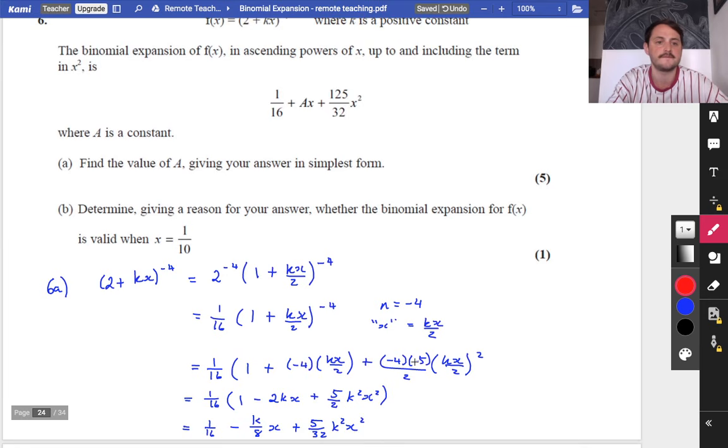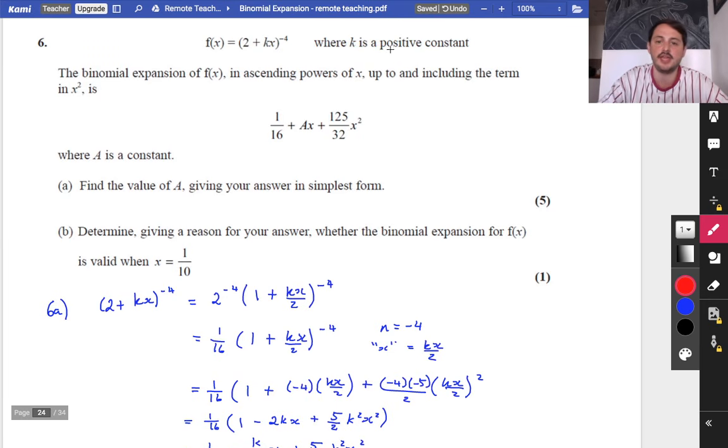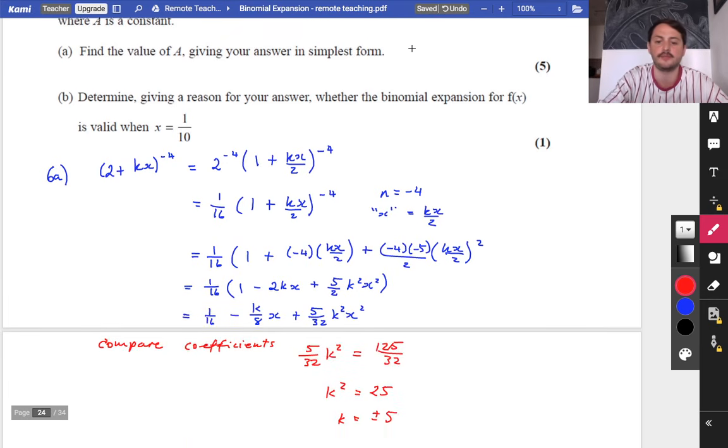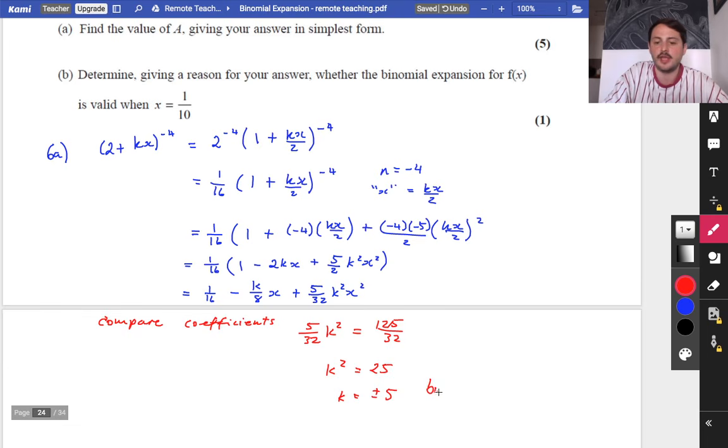However, does it say anything? It says that k is a positive constant. So k has got to be greater than 0, so k is equal to 5. Now we can find out what a is. So we get a is equal to minus k over 8, which is minus 5 over 8.